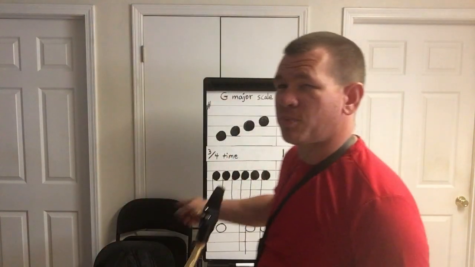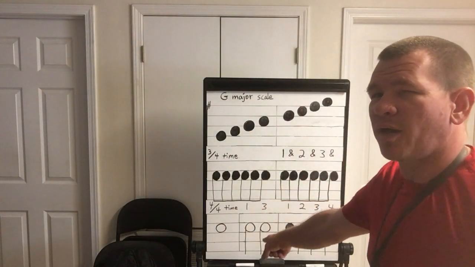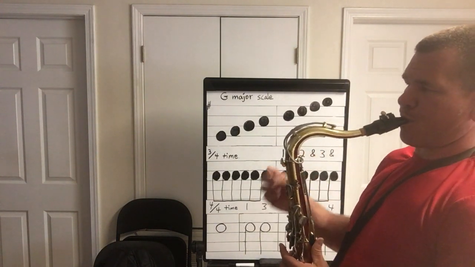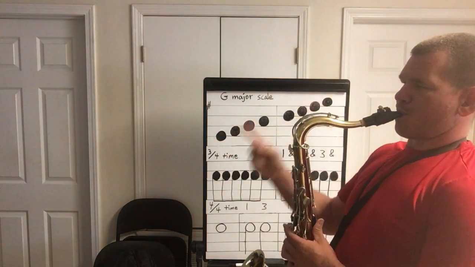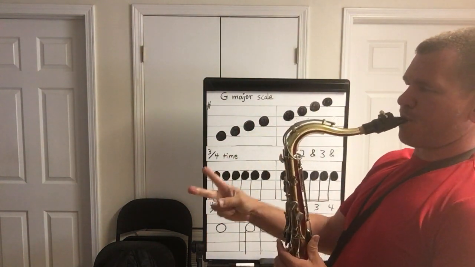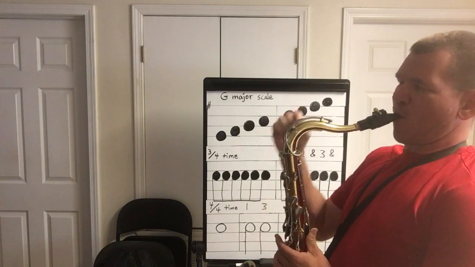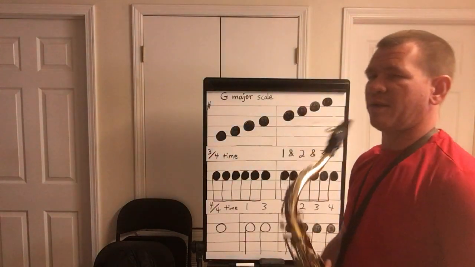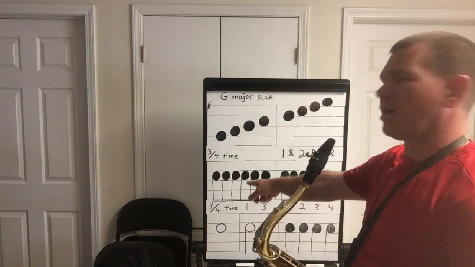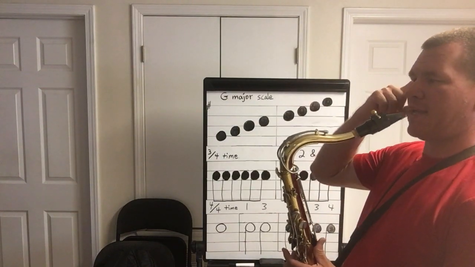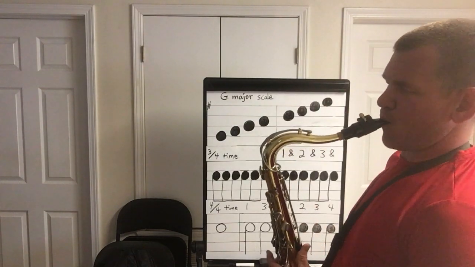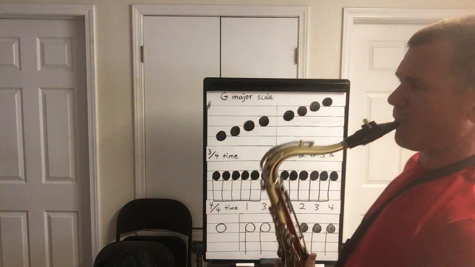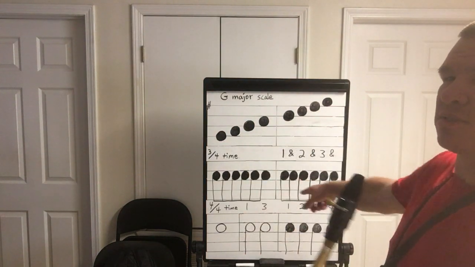So the way that we play this, I'm going to play the bottom one as a review. Right? And then that would be these quarter notes. Now up here, you're thinking 1 and 2 and 3 and. That's these 2 whole measures.